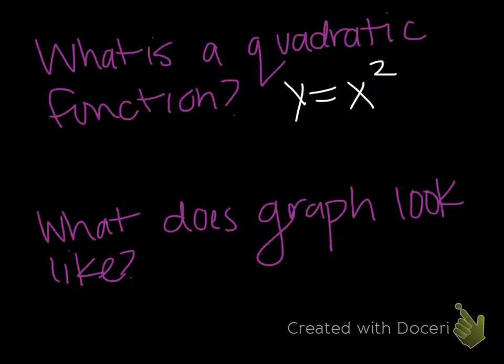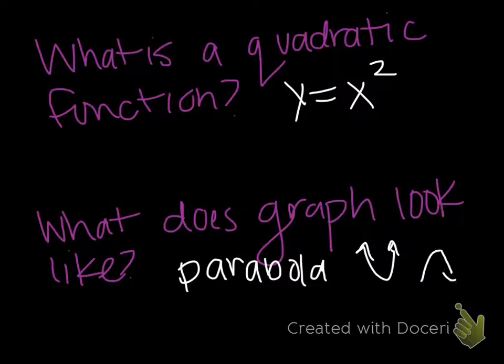What does the graph look like? The graph is a parabola. So that is the name of the shape. And the shape is that it looks like a U, or it looks like an upside down U.